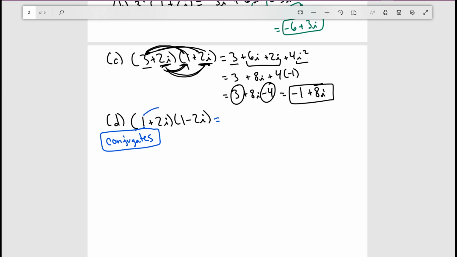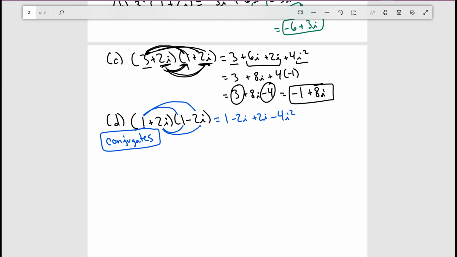So I'm going to FOIL it out. 1 times 1 gives me 1. 1 times negative 2i gives me negative 2i. 2i times 1 is going to give me positive 2i. And then 2i times negative 2i is going to give me negative 4i squared.